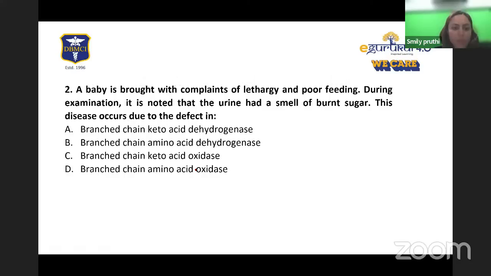Okay. Next, a baby is brought with complaints of lethargy and poor feeding. During examination, it is noted that urine had a smell of burnt sugar. When burnt sugar is written, your diagnosis should be made quickly. Burnt sugar, maple syrup urine disorder, right? This disease occurs due to a defect in the catabolism of branched chain amino acids. So it is branched chain keto acid dehydrogenase, right?